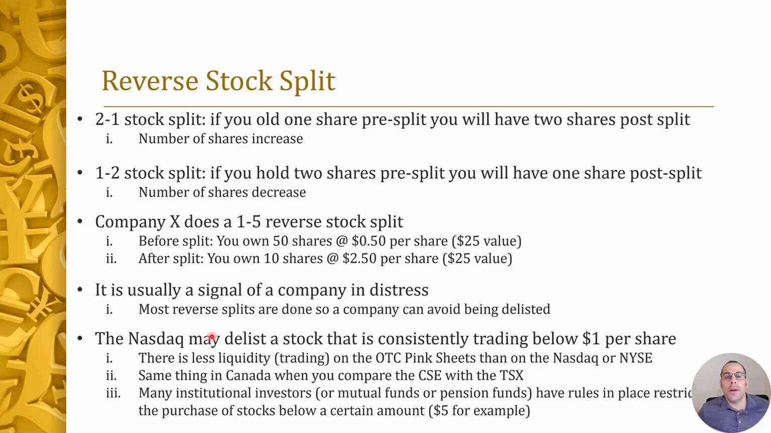The thing is, when a company trades on the OTC pink sheets, there's less liquidity, less trading activity. So the stock price probably won't appreciate as much as being traded on the NASDAQ or New York Stock Exchange. If you're a Canadian company trading on the TSX, which is a major stock exchange, and you get delisted, you may go to the CSE, Canadian Stock Exchange.